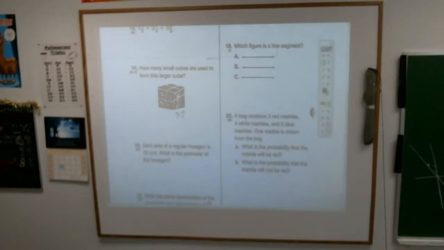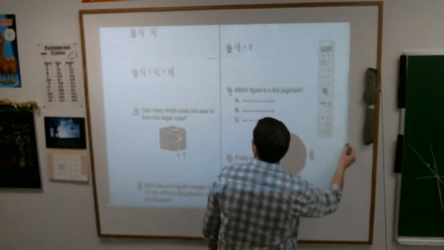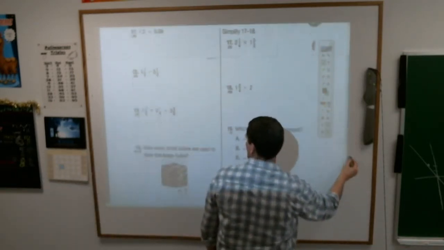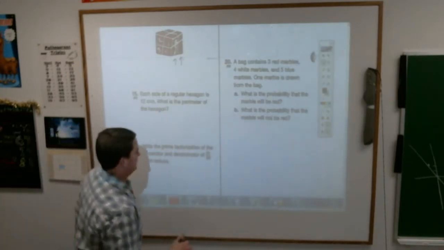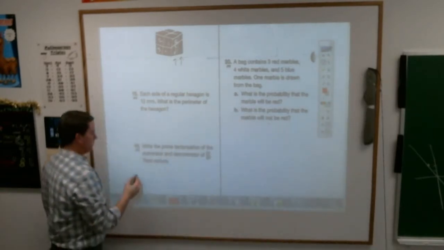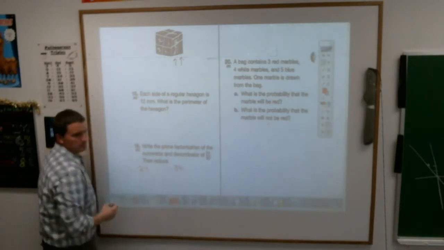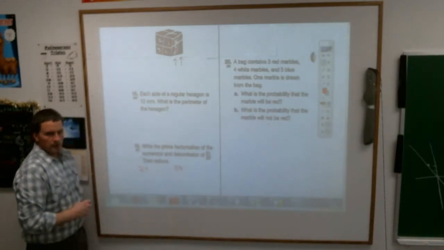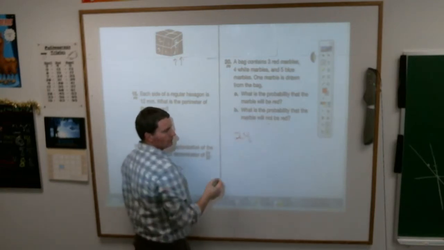Other ones, since it took me so long to find that one. Cameron? 16. I knew that was coming. Oh wait, 16's on this page. That's about it. The prime factorization of the numerator and denominator. Is this the first time we've done these types of problems? So Cameron, you don't understand how to prime factorize 24 or 30? I thought I did it right, but I kept getting a huge amount of numbers.